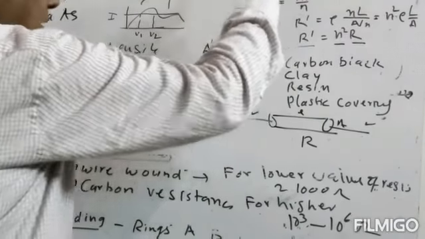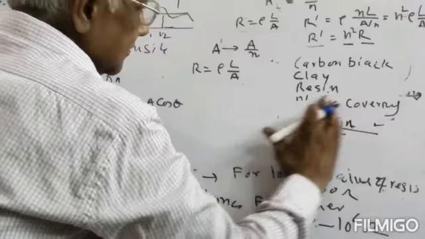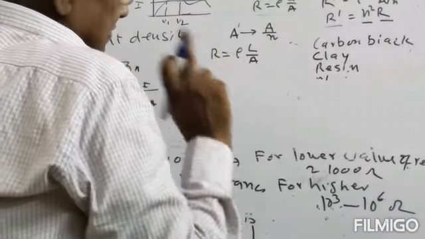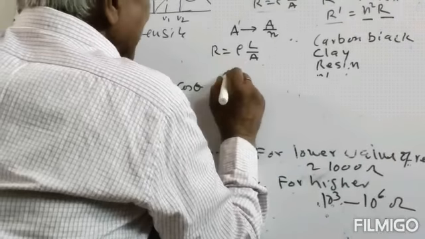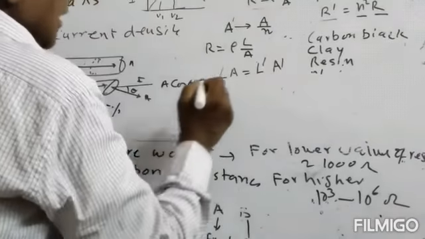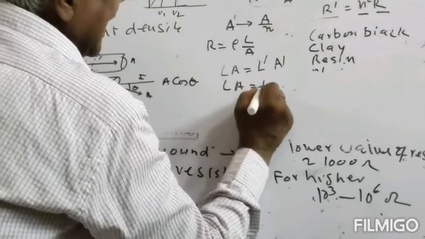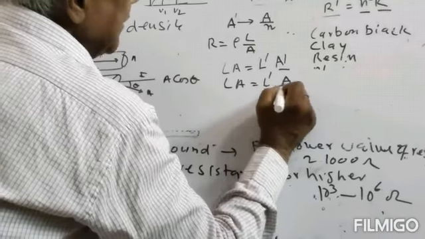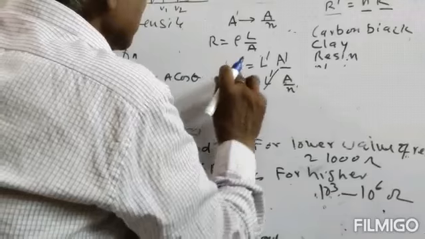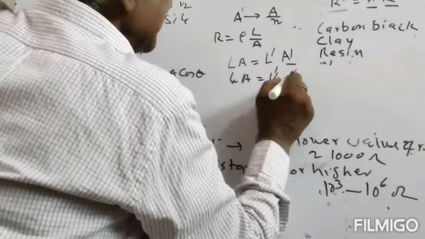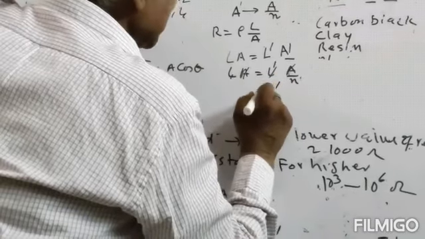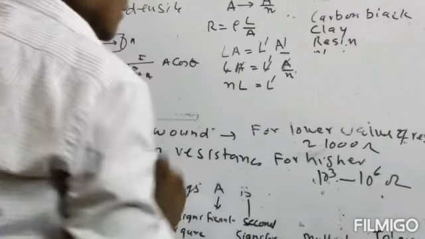Now in a similar way, the volume of the wire will be the same. So L into A will be equal to L dash into A dash. For A dash you will find A is equal to A divided by N. L dash... A cancels. So L dash will be equal to N into L.